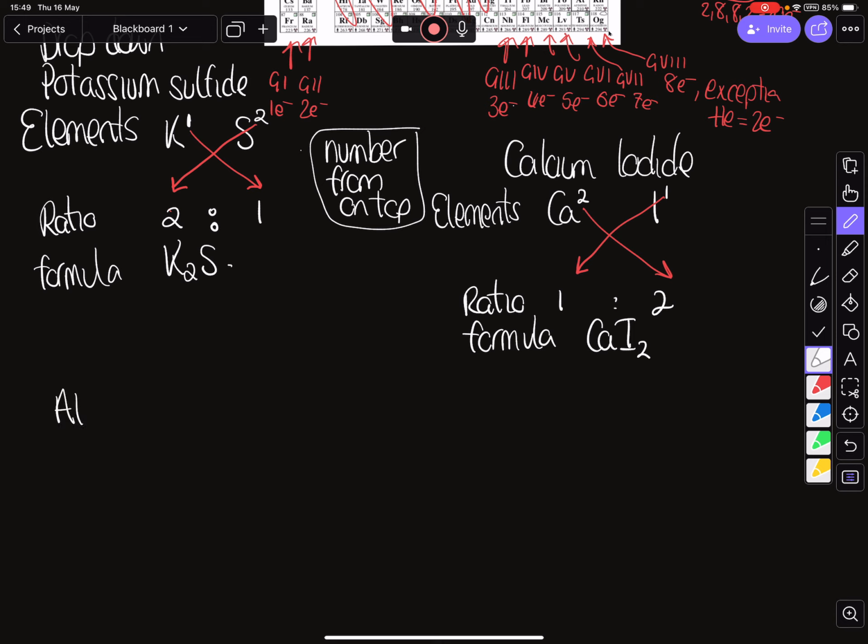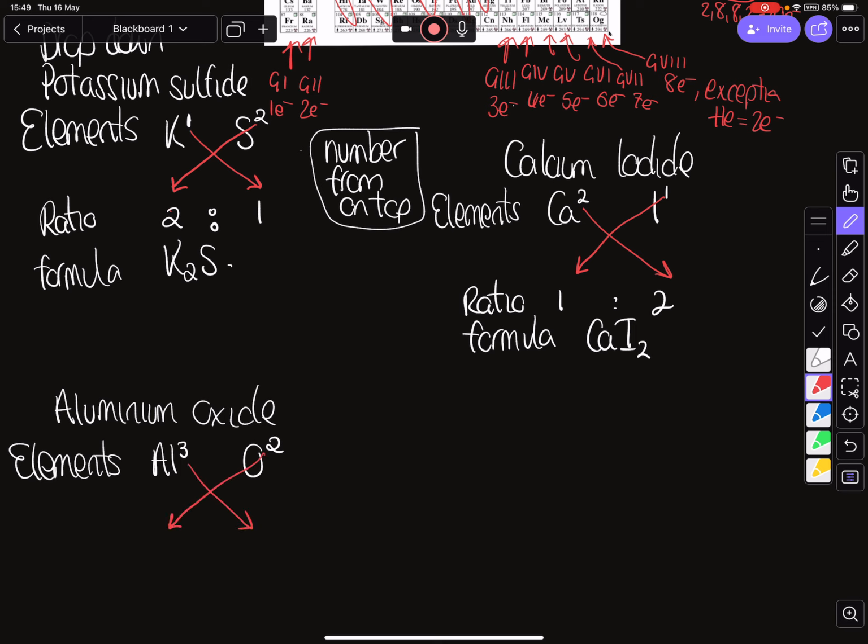So if we were to do aluminium oxide, if you want to pause now and see, can you find what the formula might be? So our elements are Al and O. We know that aluminium is in group 3, and we're looking at the number that we wrote on the top of our periodic table, so that gets a 3. And oxygen is in group 6, and the number we wrote on top of the periodic table for that is 2. So we cross these over and we will get a 2:3 ratio.